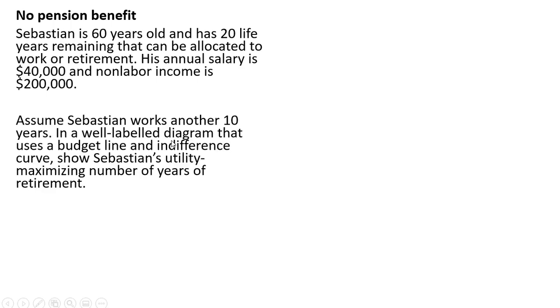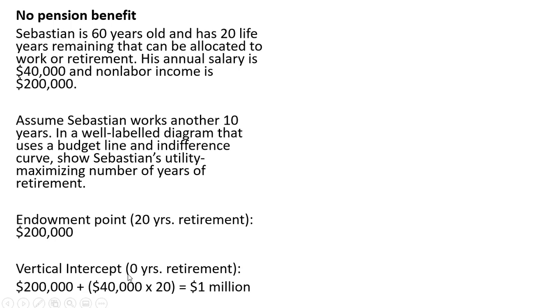In a well-labeled diagram that uses a budget line and indifference curve, show Sebastian's utility maximizing number of years of retirement. The first thing we want to get is Sebastian's endowment point. That's going to be the point where he takes 20 years of retirement, and that will be $200,000, just as non-labor income. So 20 years of retirement, no working for 20 years, his endowment point will be $200,000.